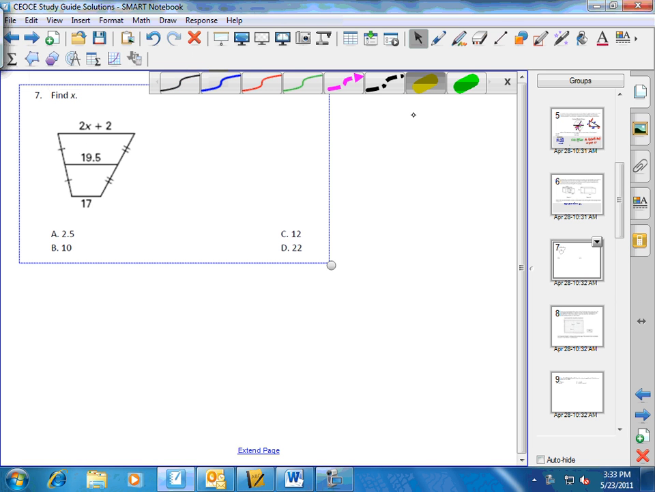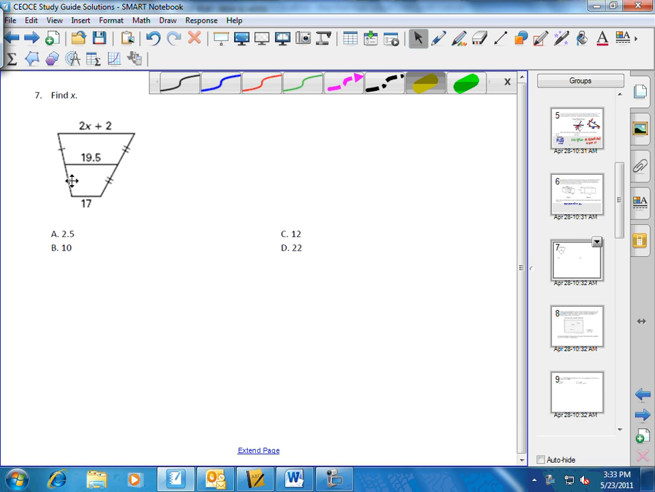Okay, here we are. We're looking at number seven for the study guide. We're looking for x in the expression 2x plus 2. We see that we have this trapezoid, and this segment that is 19.5 units long is a midsegment.